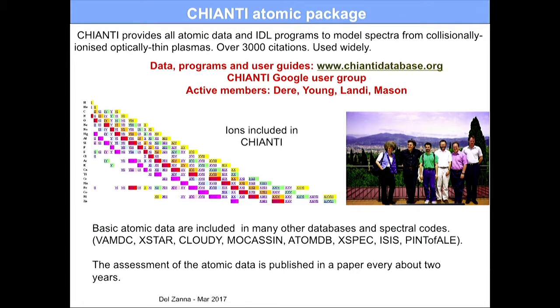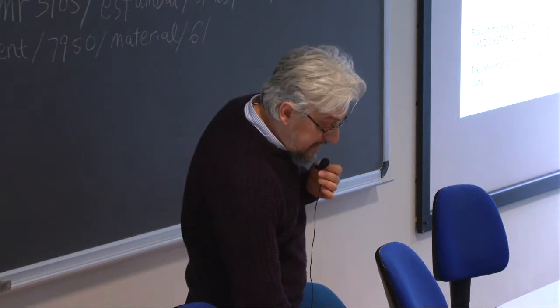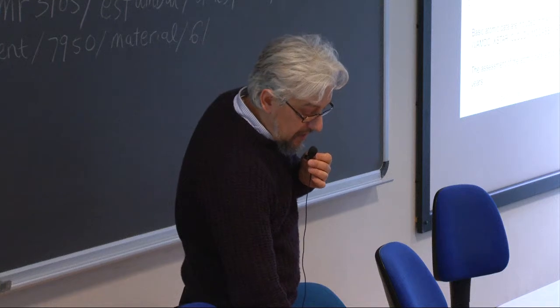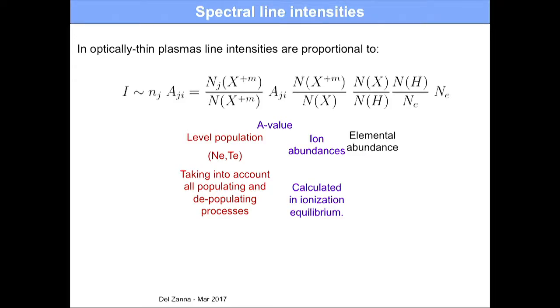The main one that I'm sure Yuri will talk about later is VAMDC. This is a network of about 30 databases worldwide that we put together with some European funding. So that's in terms of atomic and molecular databases. I think VAMDC is the most comprehensive resource that you can think of. We do assess the data. We publish a refereed paper about it, and we have details about what we think are the best, and why we think the various atomic data are the best.